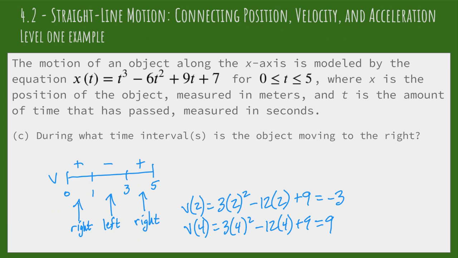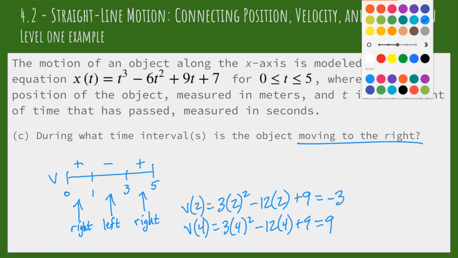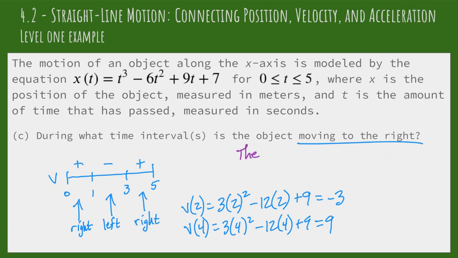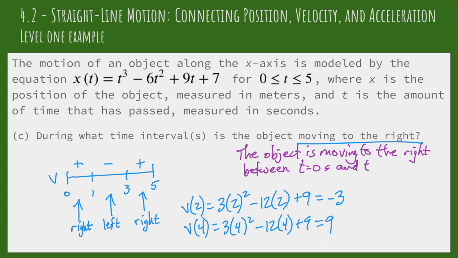So let's write out our answer here. We'll say the object is moving to the right between t equals 0 seconds and t equals 1 second, and between t equals 3 seconds and t equals 5 seconds.